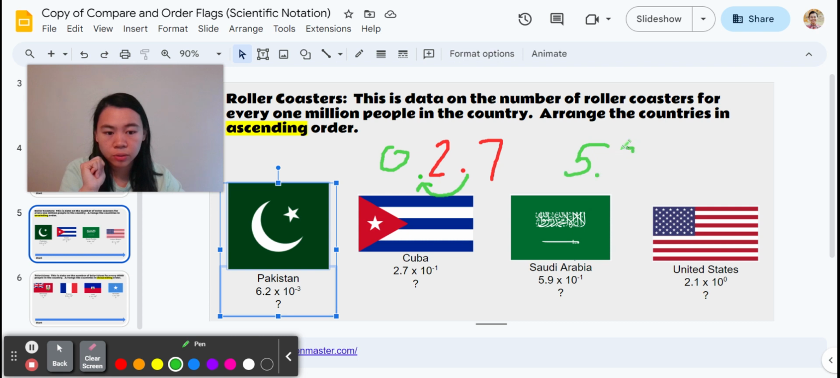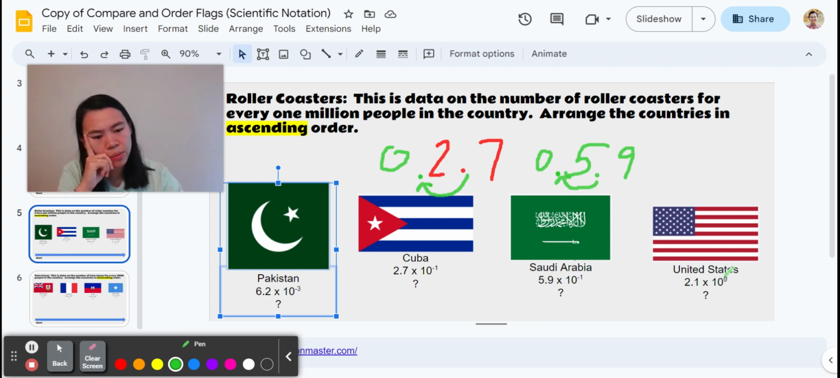5.9 times 10 to the -1st. So that's 1 jump to the left. Decimal place is right there. Add your 0 up front. So 0.59. The United States has 10 to the 0 power, and anything to the 0 power is 1. So 2.1 times 1 is still just 2.1.